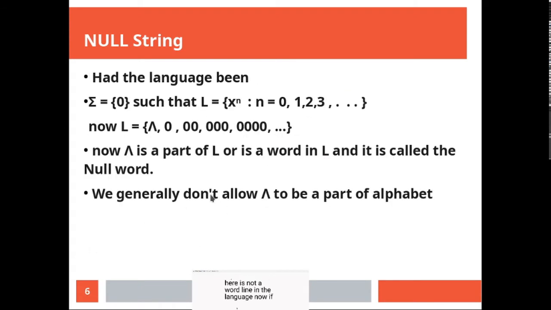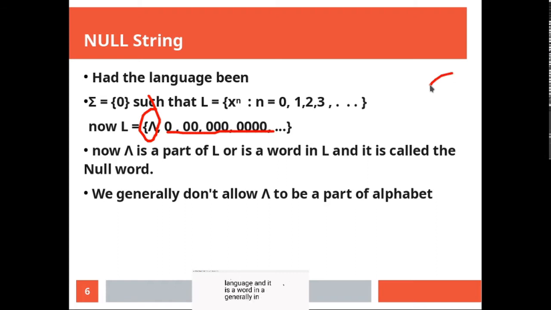Now if I say that n is greater than or equal to 0, then I have all possible combinations of zeros starting from 1 to 3, and I also introduce a special word, null, which has no length because n could be 0. So you see these two languages are different. Now null is a part of the language L, or it is a word in L.